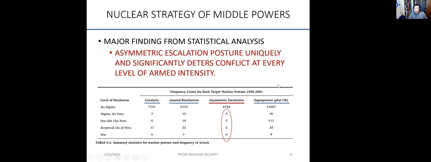Yes. So here, Biffin and Narang differentiate the middle nuclear powers from the superpowers. What are the characteristics and the differences between them? Well, the superpowers are the US, the Soviet Union, and he put Britain in that category, the UK. Of course, the US and Soviet Union have much larger nuclear forces and a great variety of targets that they could hit. The middle powers are more limited in their nuclear capabilities and the targets they could hit.